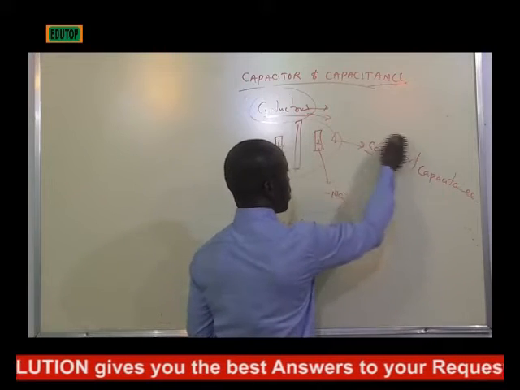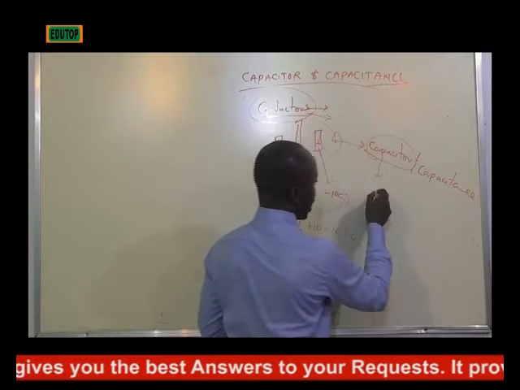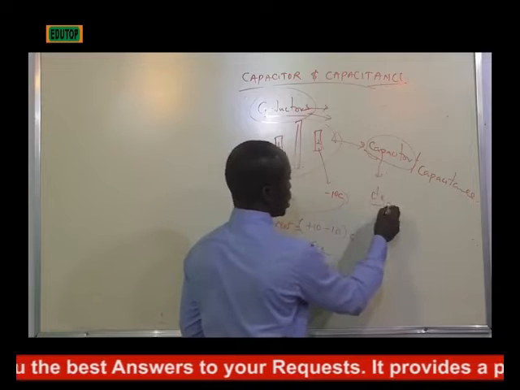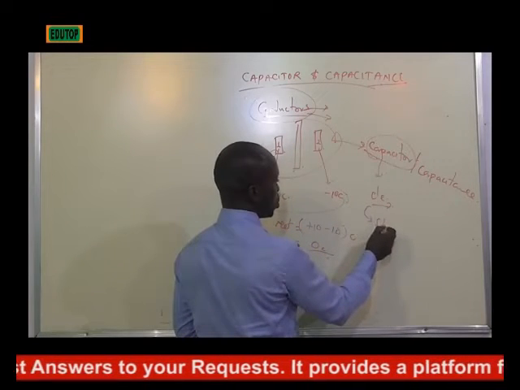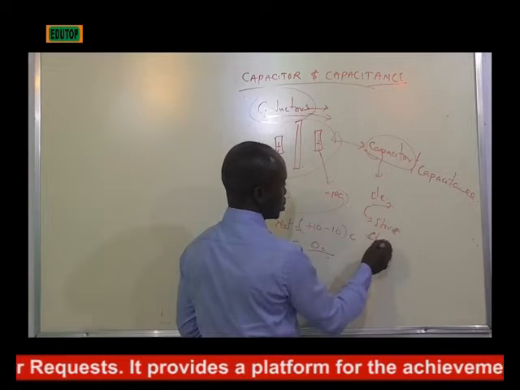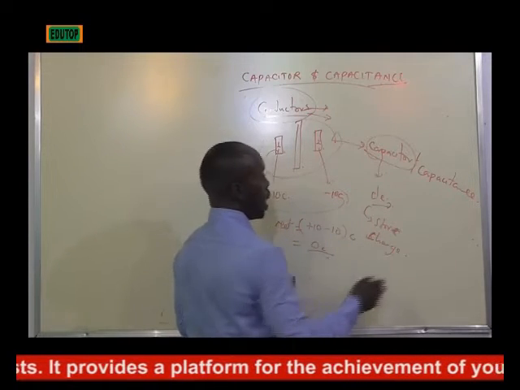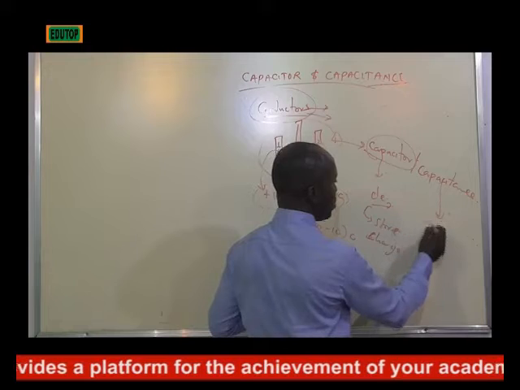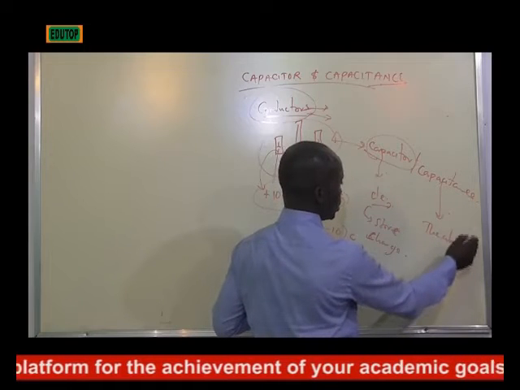You say a capacitor is an electronic device that helps to store charges, while capacitance is the ability. Are you seeing the difference now?